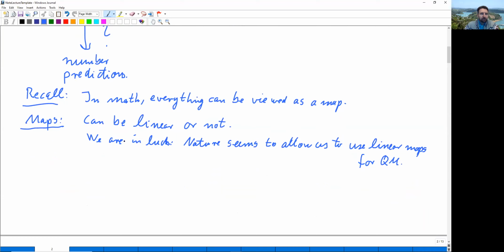That isn't to say that we should just relax now. Let me mention that it is an open research question whether quantum mechanics could also be done with non-linear maps. Could nonlinear maps be useful here?